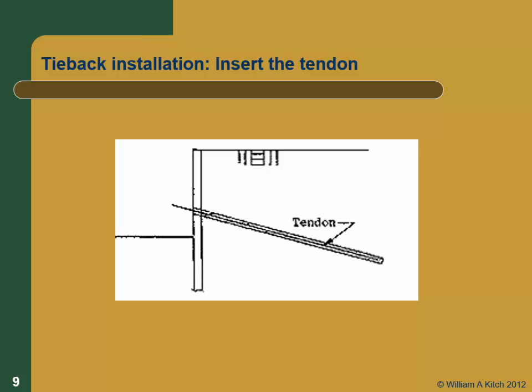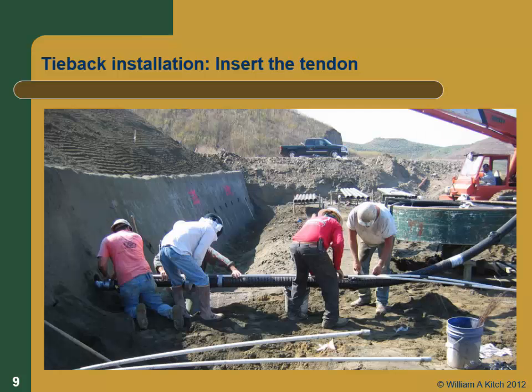And then you insert the tendon. So inserting the tendon, unless it's a really short tieback with a bar, is much more complicated than just throwing a bar in a hole. So here's a picture of the tendon installation process. First of all, you notice there's 1, 2, 3, 4, 5 laborers shoving this tendon into the hole. And we say a tendon and it looks like a pretty big thing. Well, this is the encapsulated tendon that I showed you the picture of before.